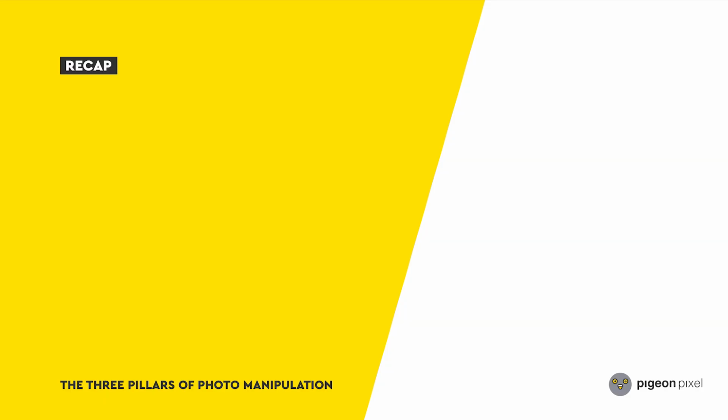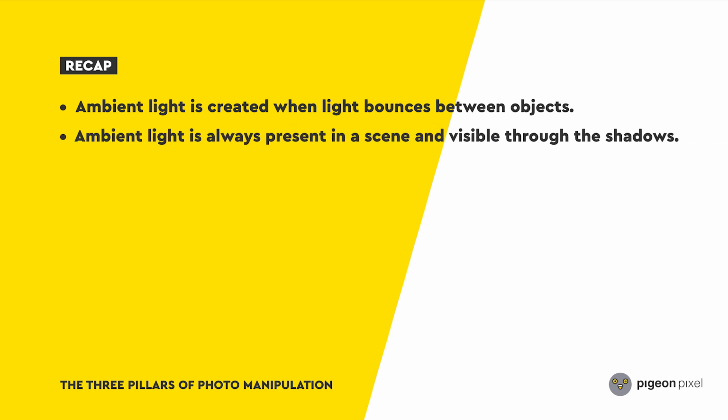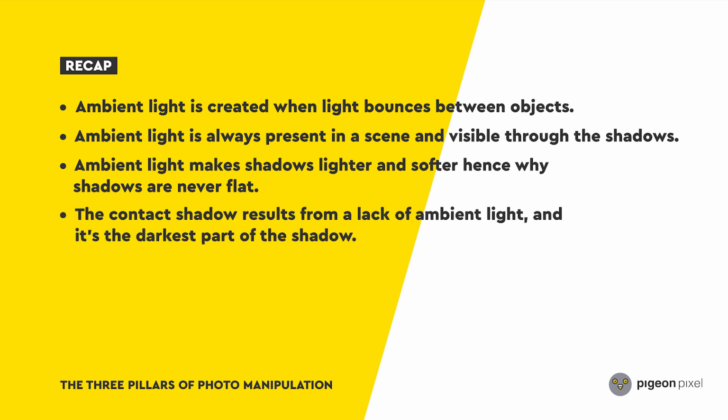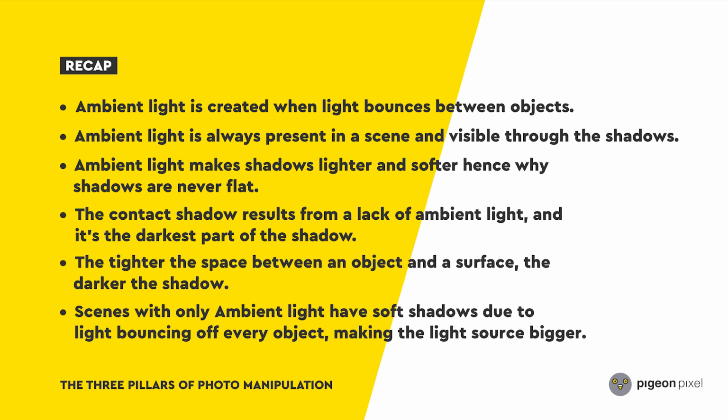Let's recap. Ambient light is created when light bounces between objects. Remember that ambient light is always present in a scene and visible through the shadows. Ambient light makes shadows lighter and softer, hence why shadows are never flat. The contact shadow results from a lack of ambient light, and it's the darkest part of the shadow. The tighter the space between an object and a surface, the darker the shadow. Scenes with only ambient light have soft shadows due to light bouncing off every object, making the light source bigger.